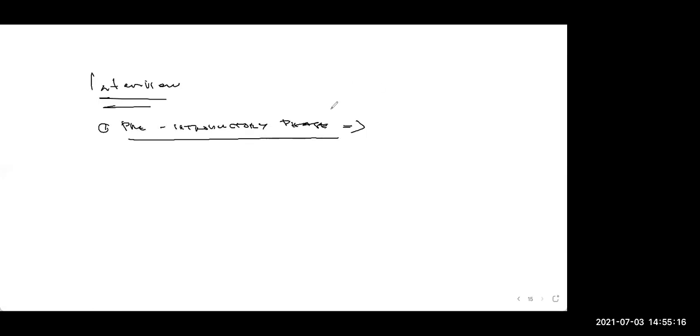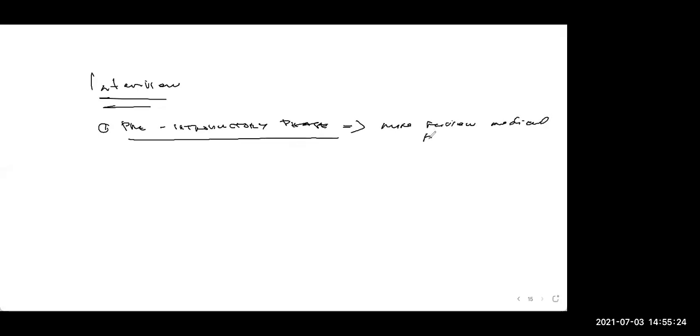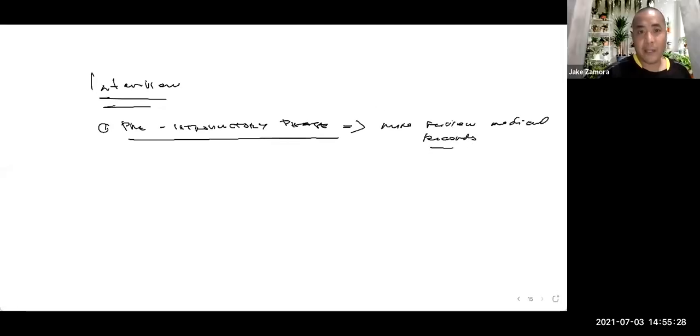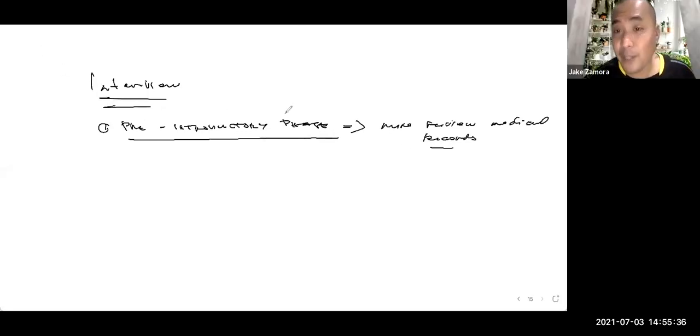Okay. During the pre-introductory phase, the nurse reviews medical records. Bakit naman, sir, kailangan ko pang i-review ang medical records ni customer? Okay? Gusto mo ba na pupunta ka dun sa kwarto ng pasyente, hindi mo alam kung ano yung pag-uusapan nyo? Diba? So, the nurse reviews the medical records.